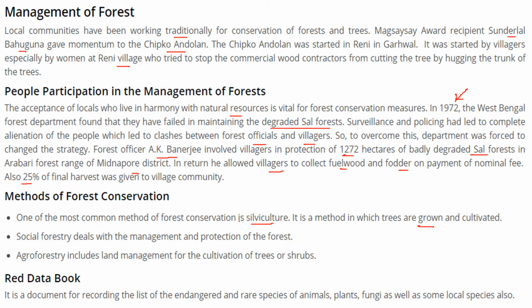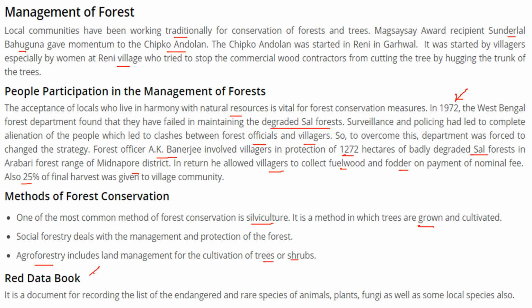We need trees. If you cut one, you have to grow 100 trees. Social forestry deals with the management and protection of forests. Agroforestry includes land management for the cultivation of trees and shrubs.